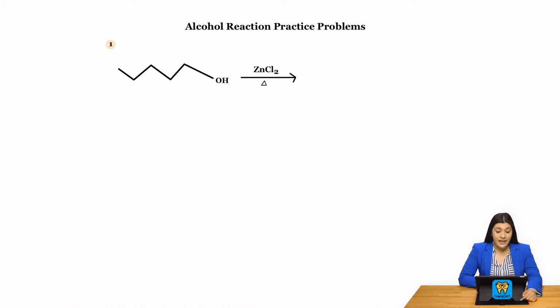Okay, so looking at this first one, let's identify what type of alcohol we have here. So here we have a primary alcohol. Primary alcohol, we're adding this reagent and heat, so a reaction does occur. If heat were not there, then no reaction would occur. We also know that for this reagent, this is going to form an alkyl chloride because we have chlorine here.